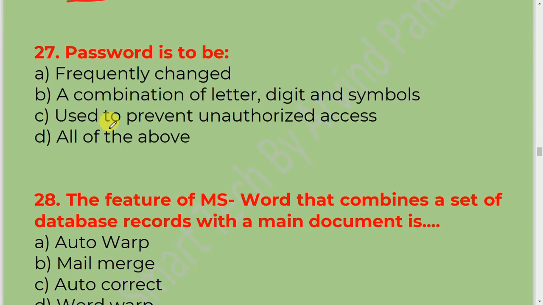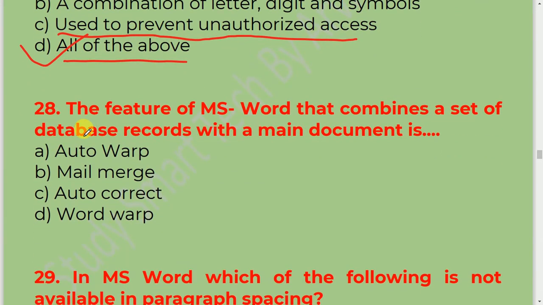Question number 27. A password is to be: option A, frequently changed, B, a combination of letters, digits and symbols, C, used to prevent unauthorized access, D, all of the above. And the correct option is D, all of the above.